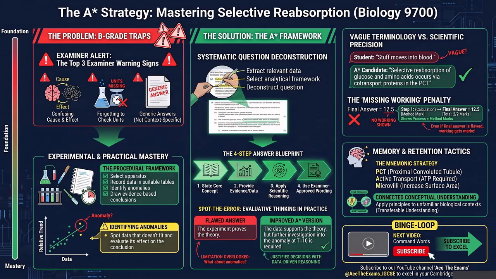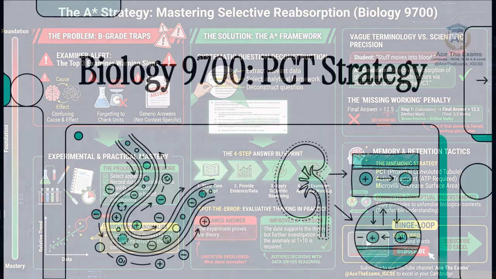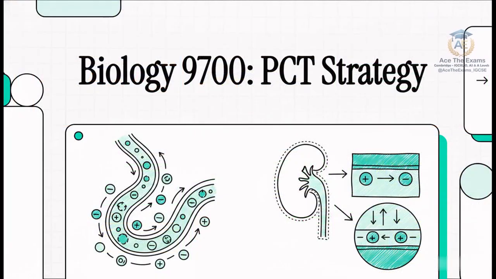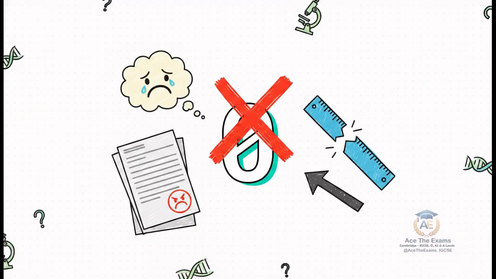The difference between a B and an A star in biology? Well, it often comes down to mastering one highly specific, incredibly analytical area. We're talking about topic 14.1, urine formation, specifically selective reabsorption in the proximal convoluted tubule. 0. That is exactly how many marks you're going to get for a perfectly correct conclusion if you don't show your working. It's a cold hard truth, but this massive recurring mistake constantly costs candidates entire letter grades.